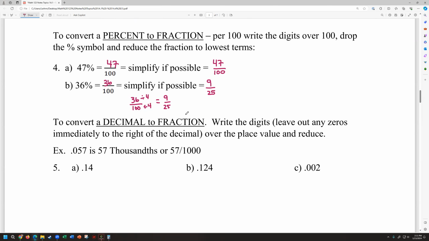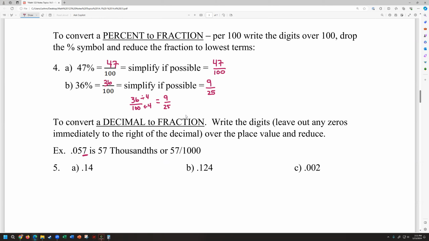And then to convert a decimal to a fraction, write the digits, leave out any zeros immediately to the right of the decimal, over the place value, and reduce. So 0.057 is 57 thousandths. You're looking for what is that last place value, okay? So 57 over 1,000, and then we would see if that reduces.